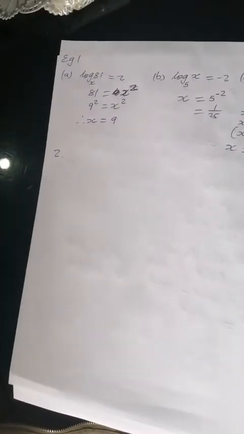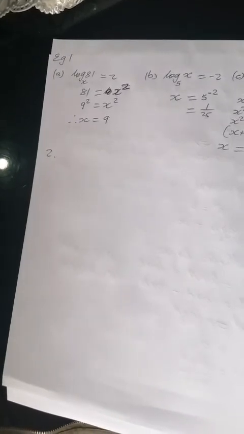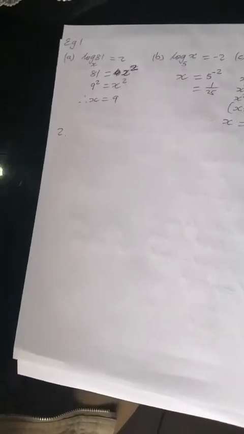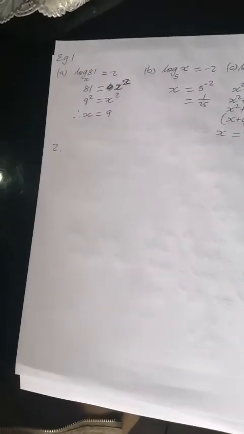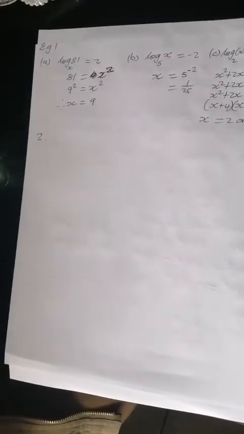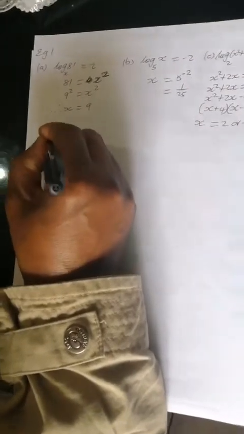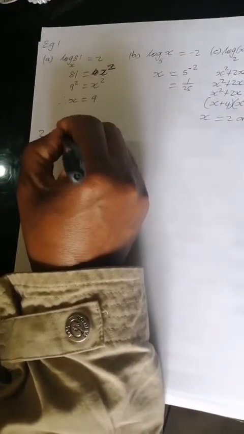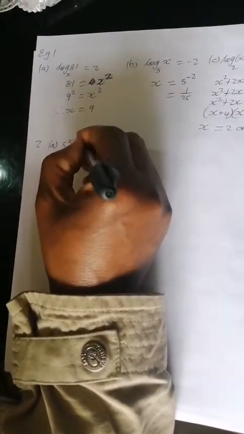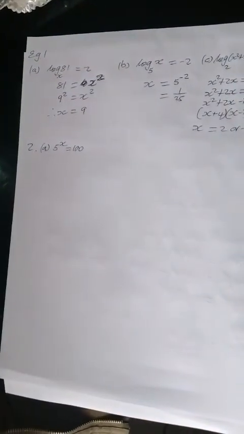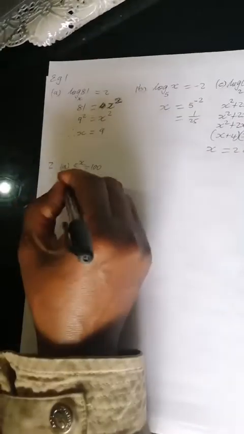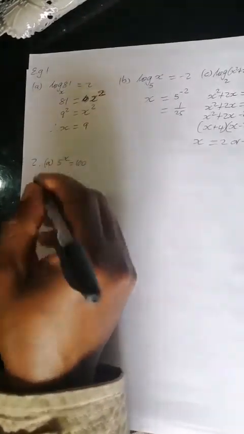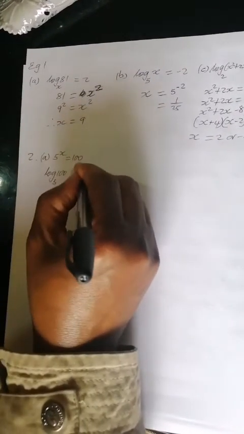Our last example, which is example 2. Write the equations in logarithm form and solve for x correct to 2 decimal places. We are in this case now going to use our calculators because we are solving for x to 2 decimal places. A says 5 to the power x is equal to 100. So again, I said to you, when moving from exponential to logarithms, you just take the log of 100. What is the base? The base is 5. This is equal to x.